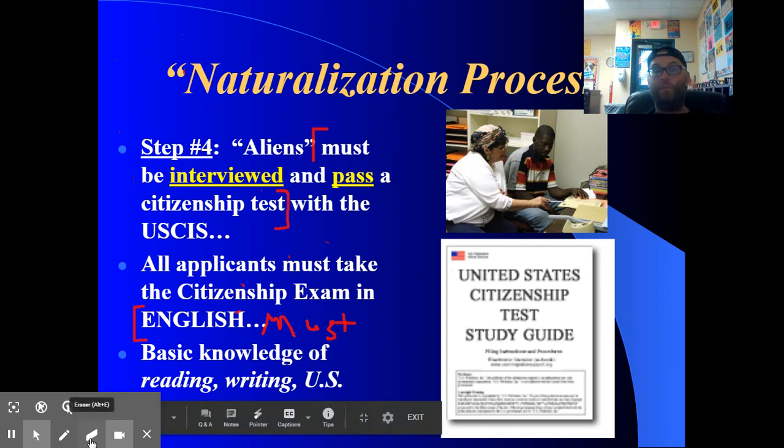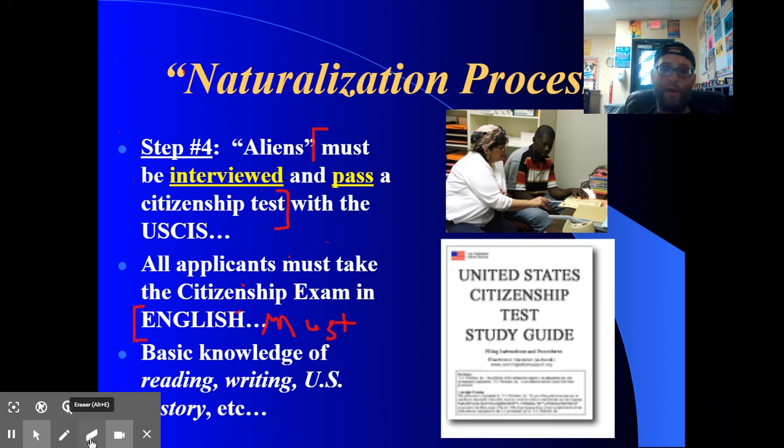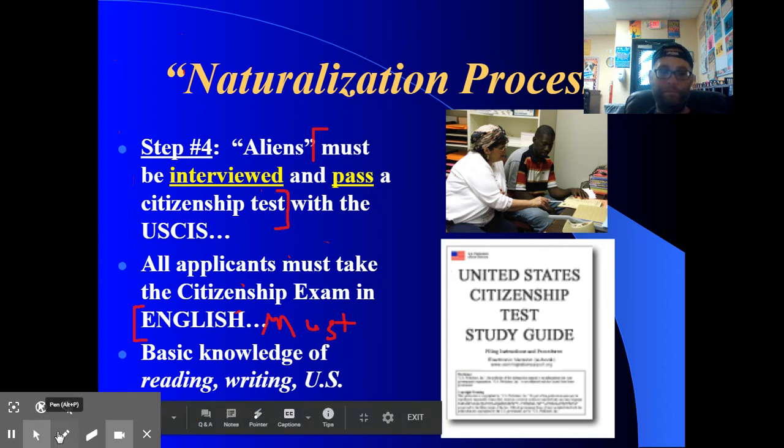Okay, so what are the steps so far? You have to be 18. You have to get your green card. You have to wait 5 years. You have to have good moral character and get fingerprinted, and then you have to pass an exam and an interview. Okay, let's go on to the last step.